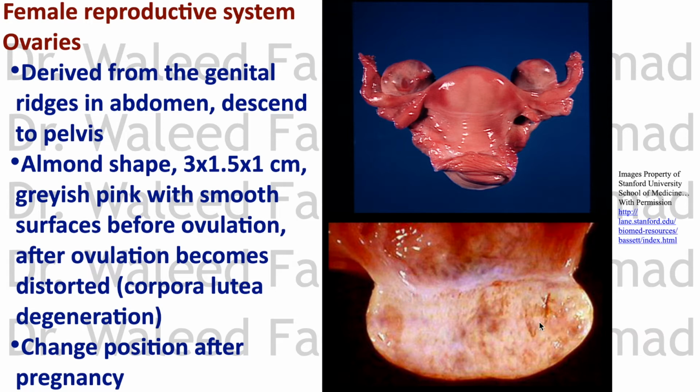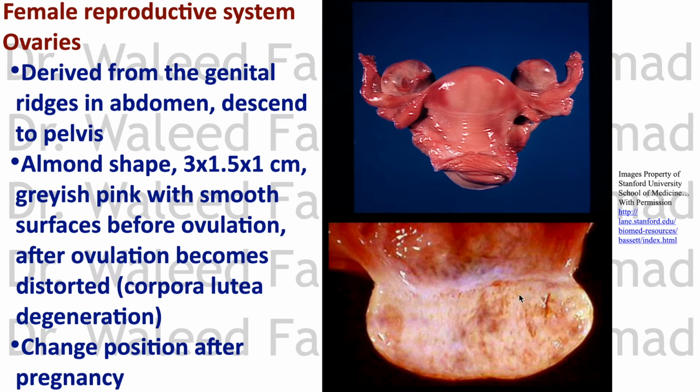It's almond shaped, as you can see here, and grayish pink. It has a smooth surface before ovulation. After ovulation, because of continuous rupture of mature Graafian follicles near the surface, it produces the corpora lutea. This results in the rough surface of the ovary after ovulation. And of course, because of pregnancy and increased size of the uterus, causing displacement of the uterus, the ovaries also change their position slightly after pregnancy.